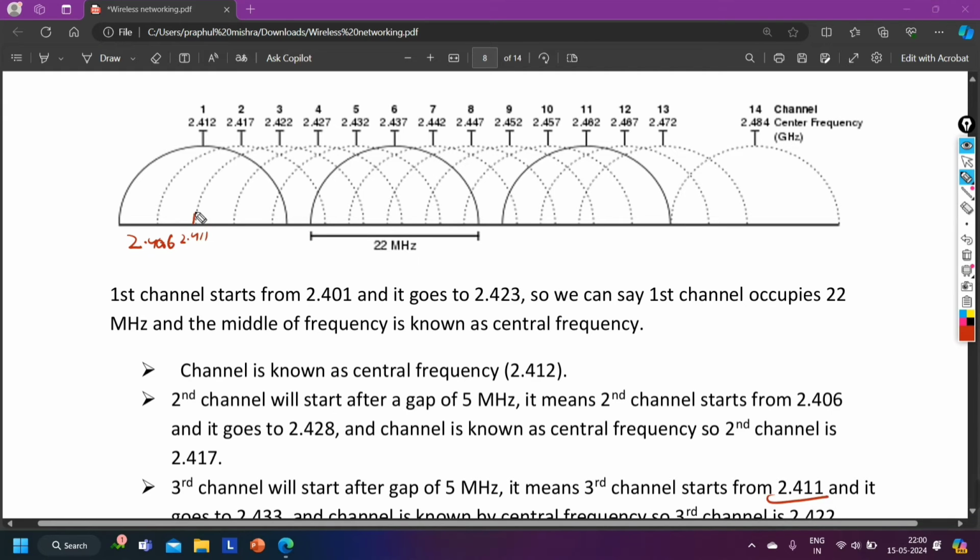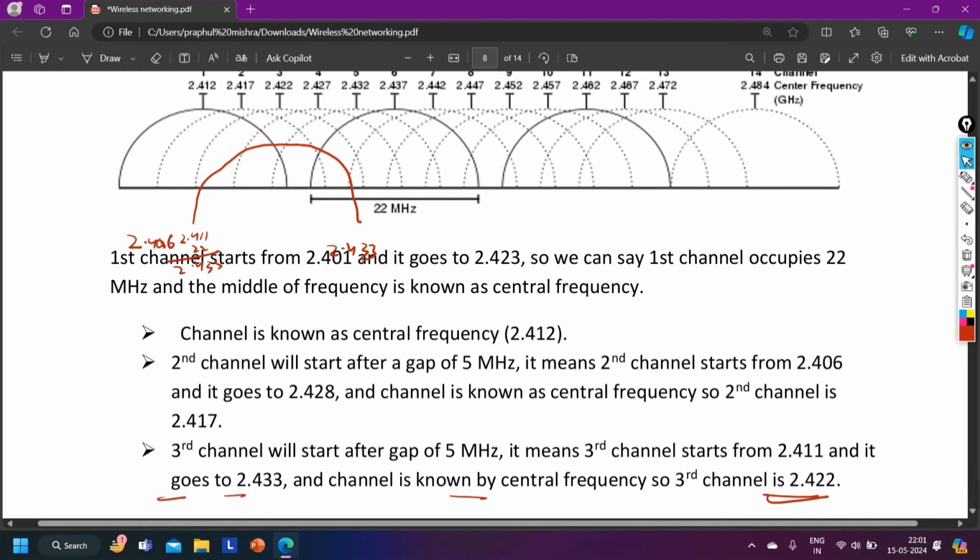And again, this channel will end after 22 megahertz. So if you add 22 megahertz over here, what value do you get? 2.433, right? So this channel will end on 2.433. You can read over here, the third channel starts after a gap of 5 megahertz. It means the third channel starts from 2.411 and it goes to 2.433.